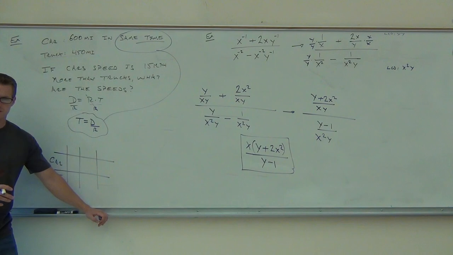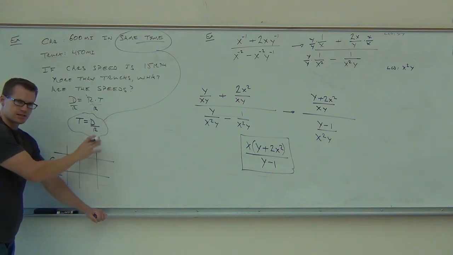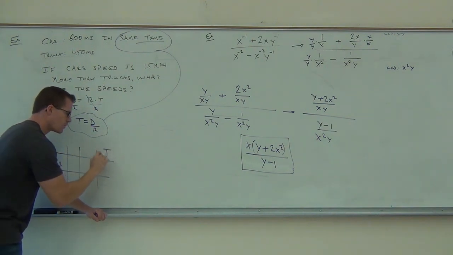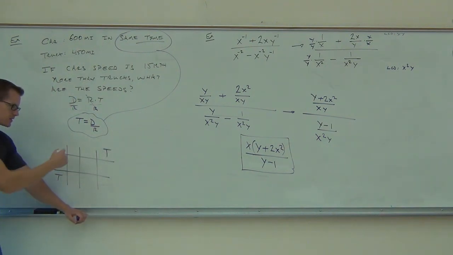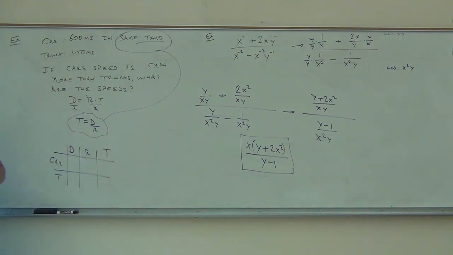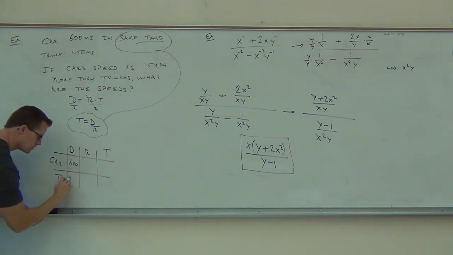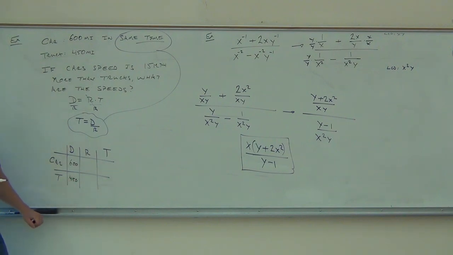What we're going to do out of this, you're going to set this up in such a way that you have the item that it says the same, so in this case our time, over on the right, the far right column. Here it doesn't matter so much, I'm going to put distance, I'm going to put rate. And we fill out this table as much as we can. What's the distance for the car, ladies and gentlemen? 600. How about the truck? 450. How fast was the car going? More than the truck. Okay. How fast was the truck going then?